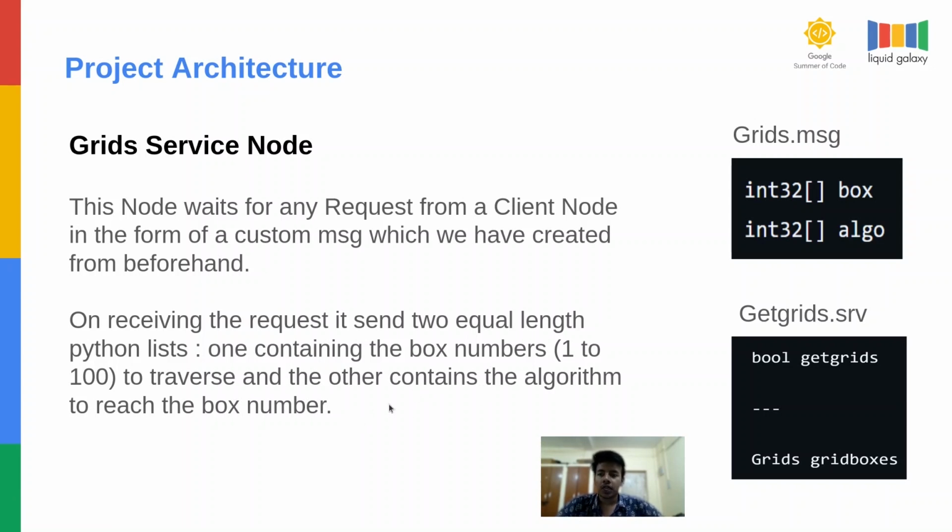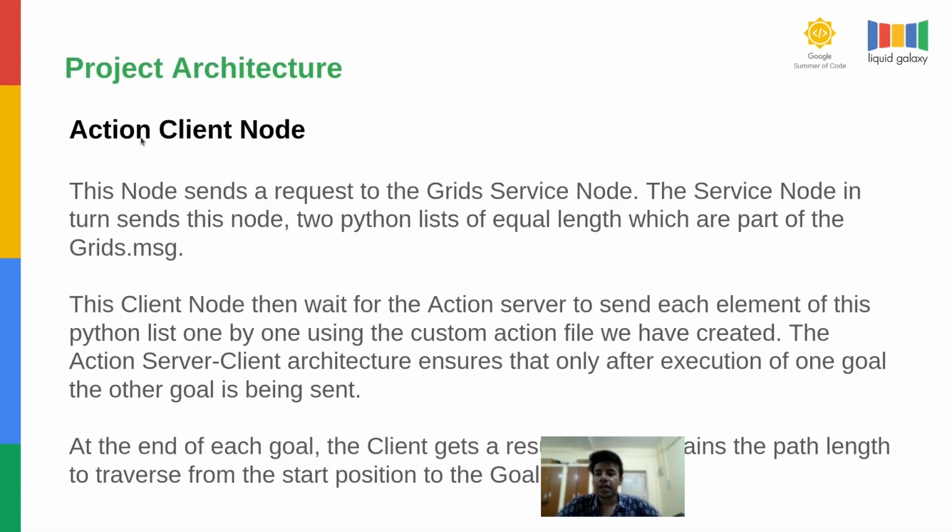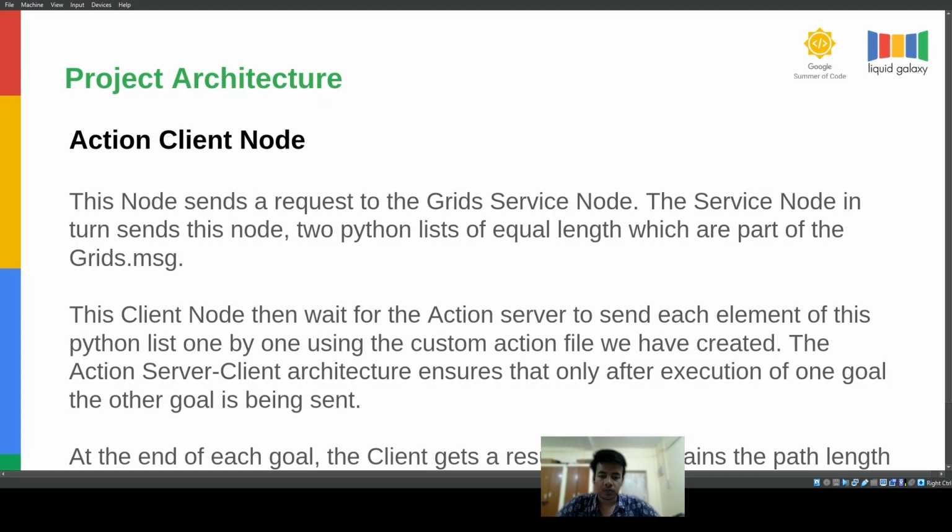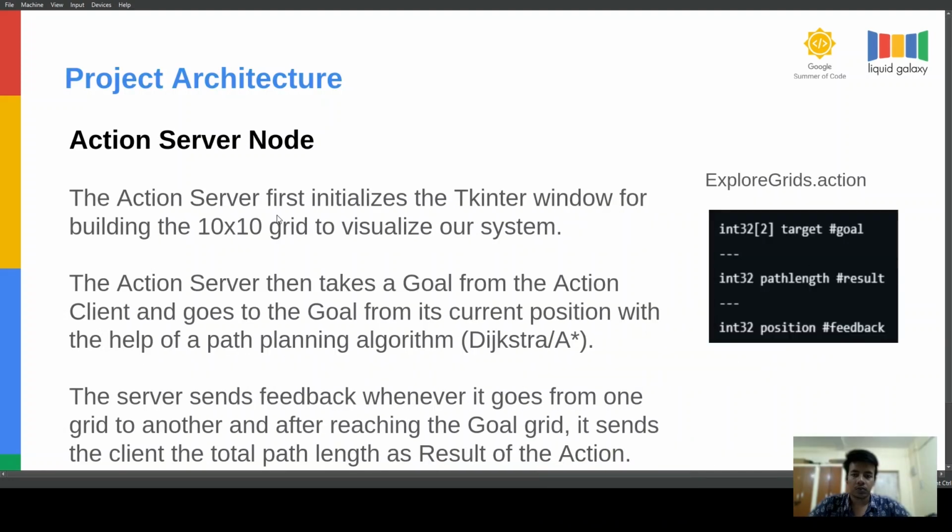Okay. So next, after my action client gets this uh, waypoints or these coordinates from the service node, what does it do? It sends, okay, maybe my camera is obstructing. Just wait a bit. We'll change that. Maybe a little bit more.